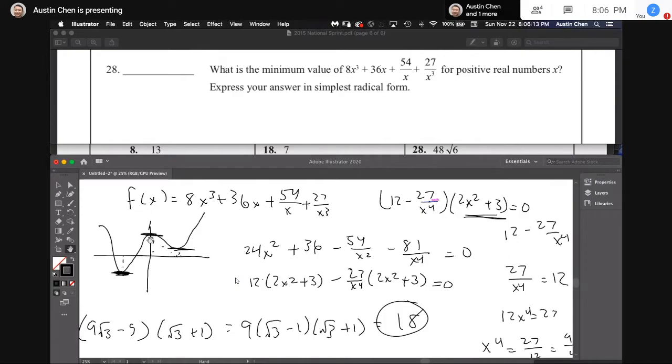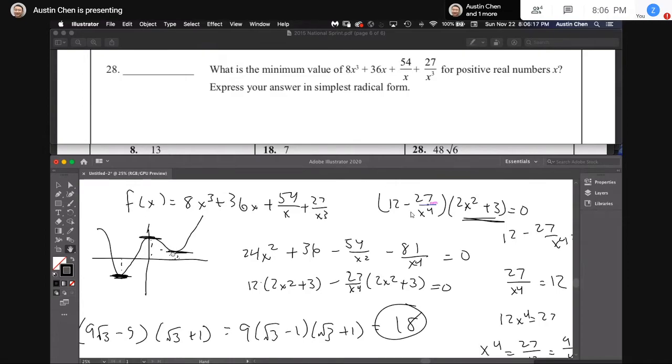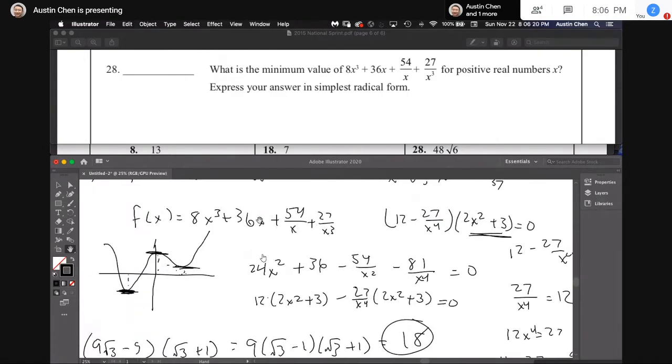But if you had multiple x values, it would take more work. You would just plug all of them in and see which one is the smallest, and that will be your minimum. All right.